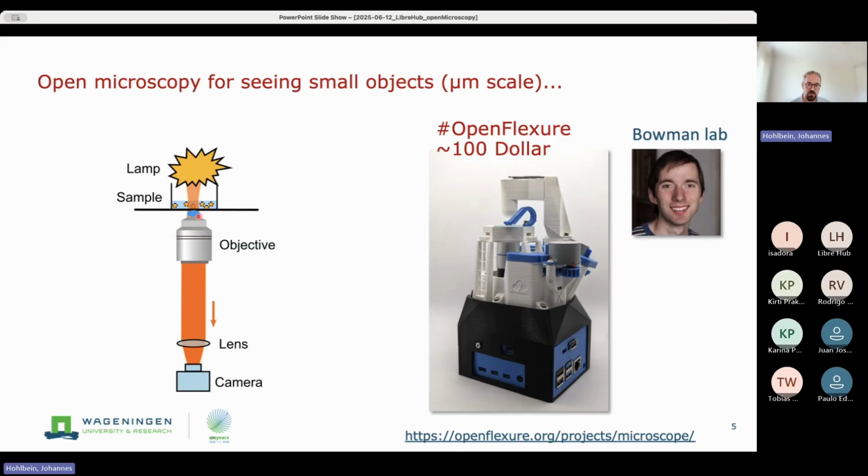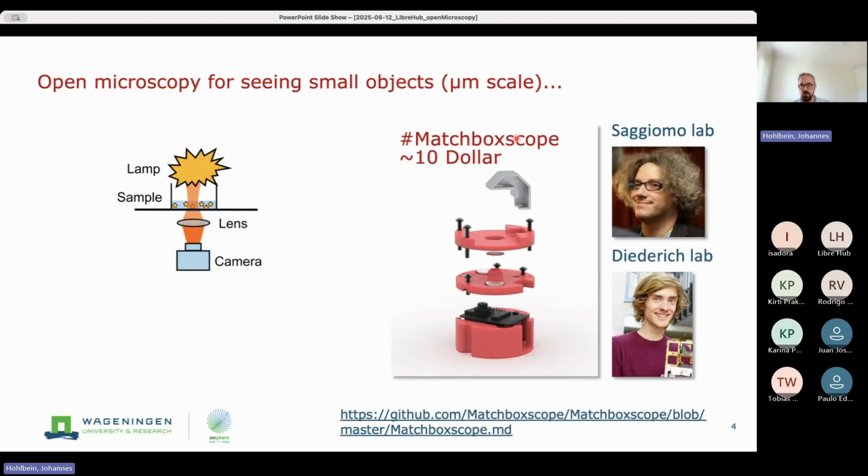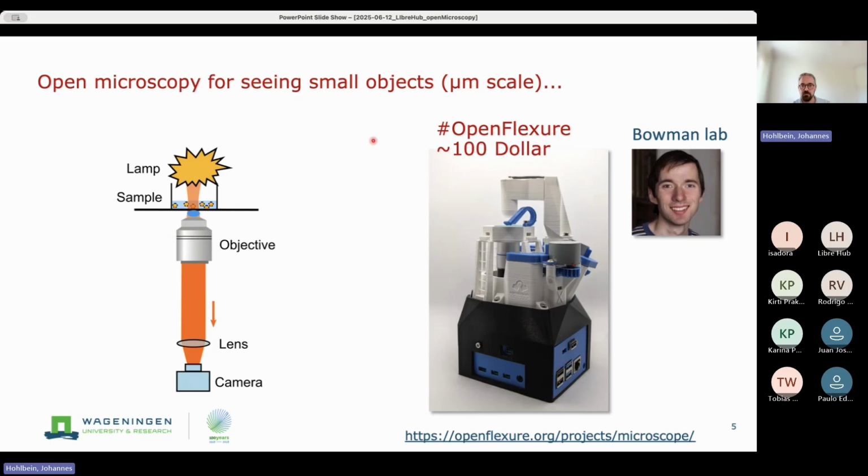Yeah, so use an objective and you project the image onto the camera. And there you have to spend a bit more. You can piece everything together. For example, with the OpenFlexure microscope, if you buy all the parts and do the 3D printing, you end up around $100, which will be good enough in all cases to image single cells and study biology. And both of them are very successful projects.